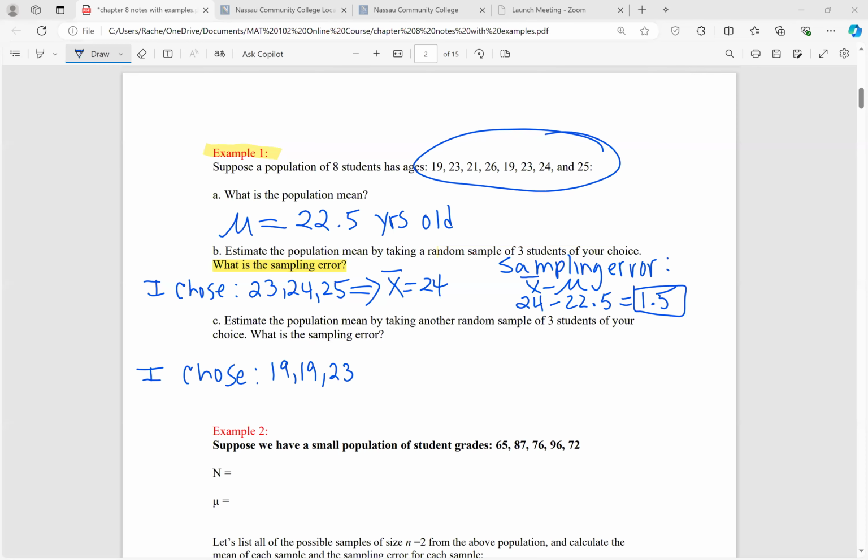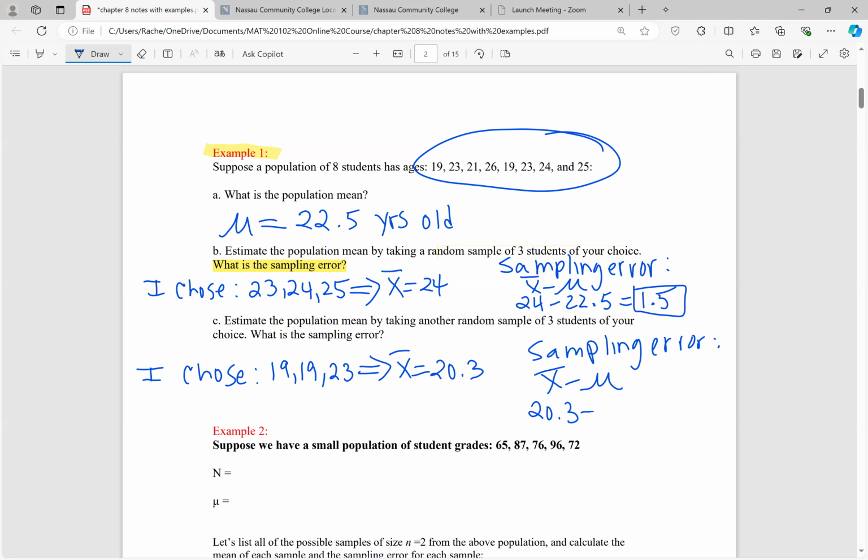So this time I chose 19, 19, and 23 from the population above. This is my sample of size 3. If I calculate X bar by adding up those 3 values and dividing by 3, I get 20.3. Now I can calculate my sampling error, which is X bar minus mu. In this case, my X bar was 20.3, and then I have to subtract 22.5, because that was mu. And I get negative 2.2 as my sampling error.